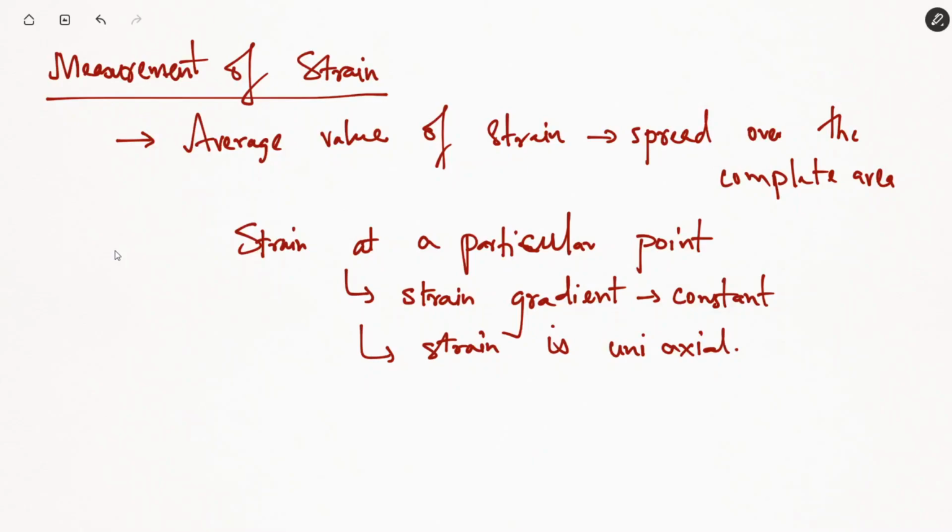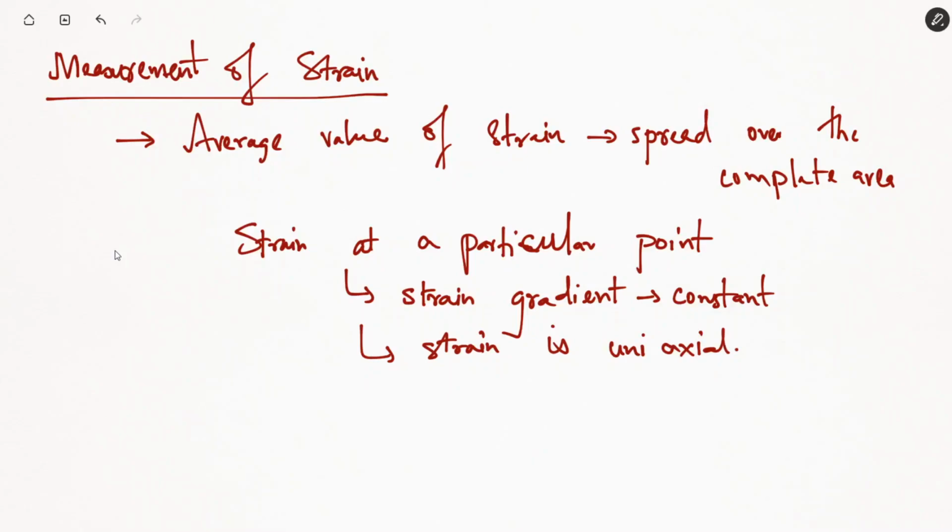There will be situations where the direction and the magnitude are both unknown. In such cases, we have to make sure that the strain measurement is made in three different directions to determine the maximum strain and also to measure the direction of strain. So the strain gradient will not always be constant, the strain may not be uniaxial, and we may not know the magnitude and the direction of the strain.